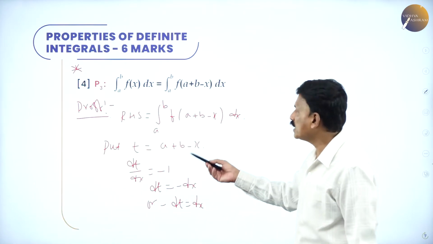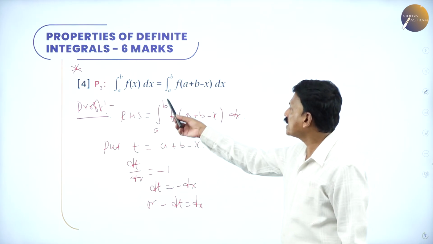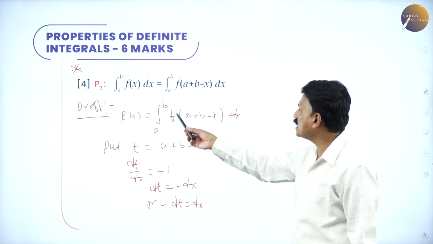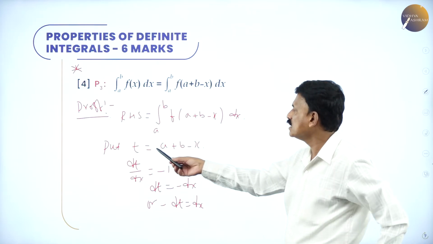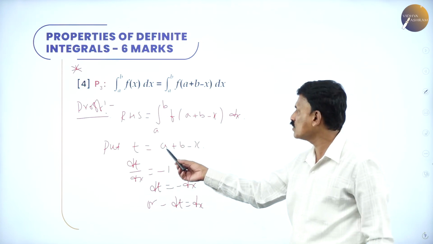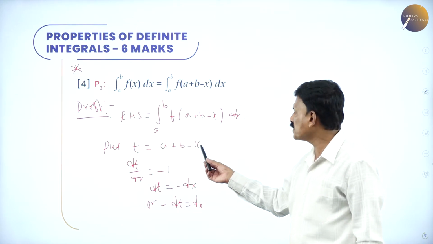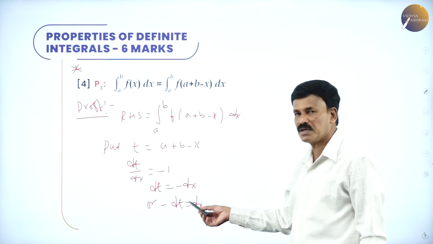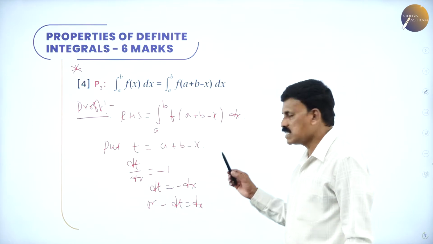Let me explain once again. Proof: let us take the RHS, the integral from a to b of f of a plus b minus x. Put t equal to a plus b minus x. Differentiating, dt by dx is equal to the derivative of the constant a plus b, which is 0, minus the derivative of x, which is 1. So dt is equal to minus dx, or minus dt is equal to dx.